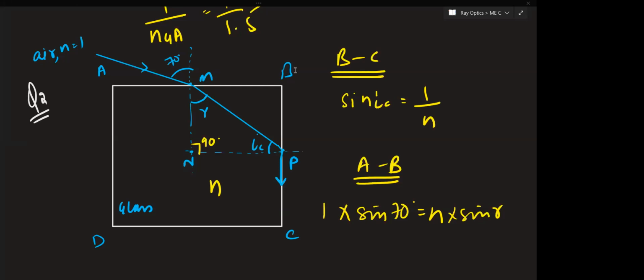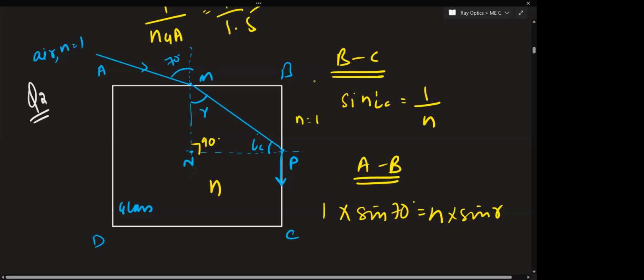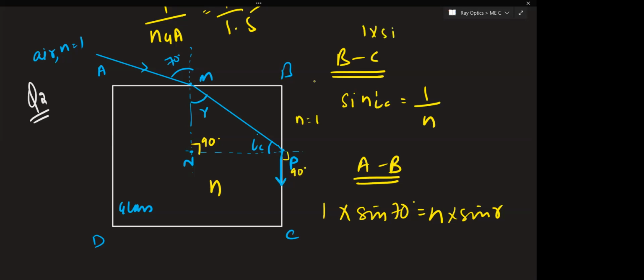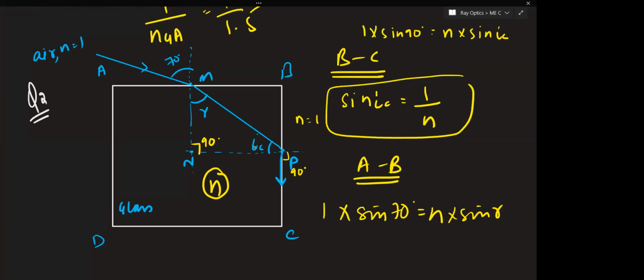Sine IC is equal to 1 by n. See, sine IC is equal to 1 by n from here. Refractive index of this medium is 1 and angle of refraction is 90 degree. So this becomes 1 into sine 90. This is equal to what? Refractive index of this medium multiplied by sine of this. That is n into sine IC. So sine IC from here will be what? 1 by n only.